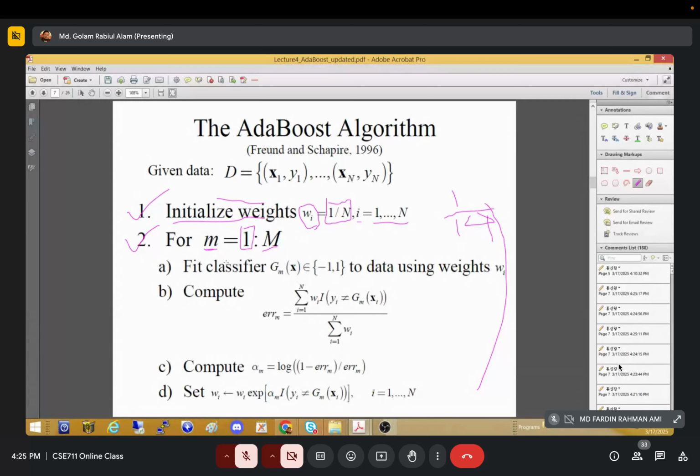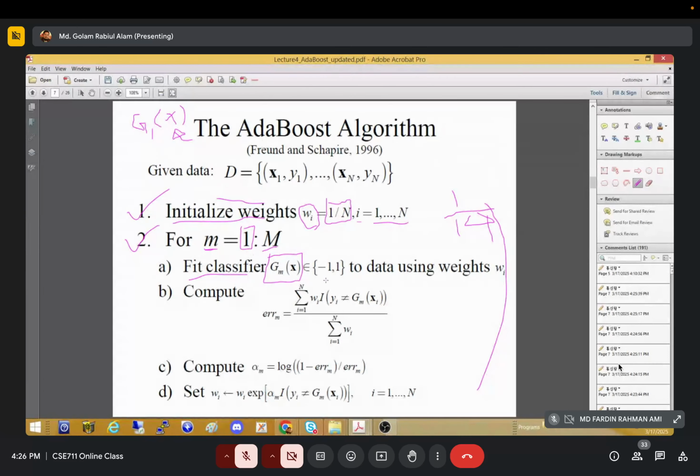Now we can see fit classifier. It means we have to develop a classifier called a stump, a weak classifier. We have to develop the stump g of m of x. So g of m of x means g of 1, in our case the first stump, and we will pass x. x means our data set, specifically the feature vector of the data set. Just only the x.